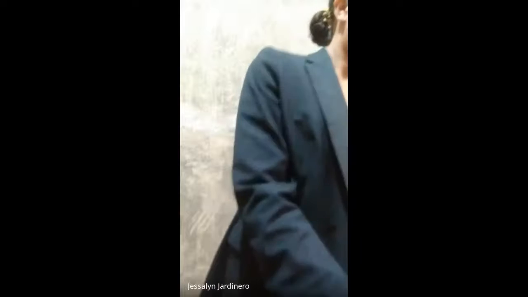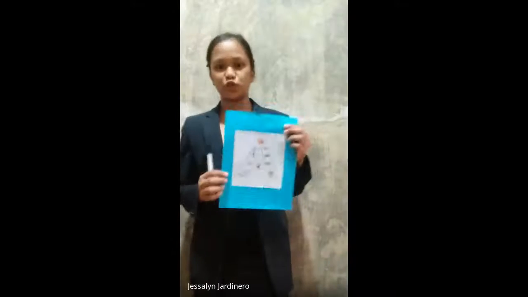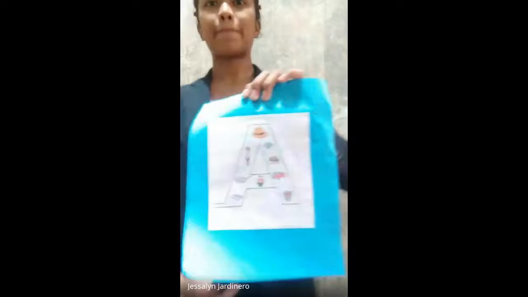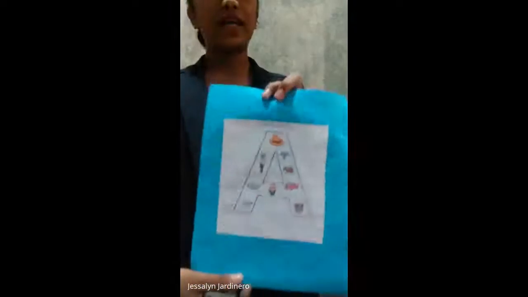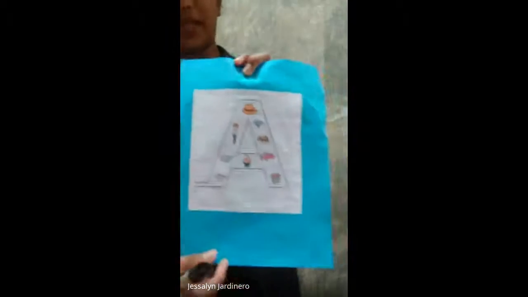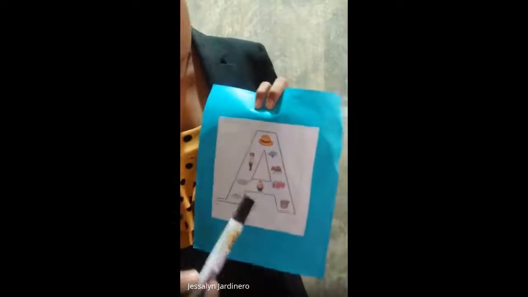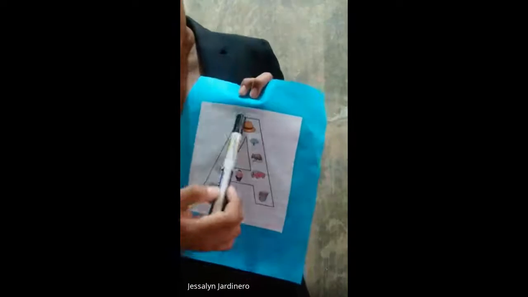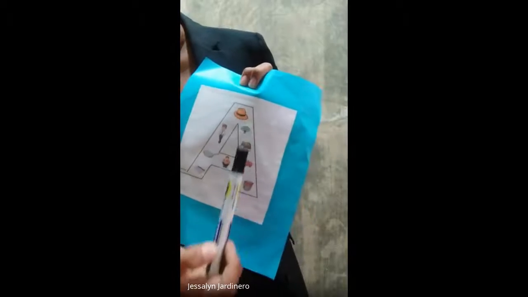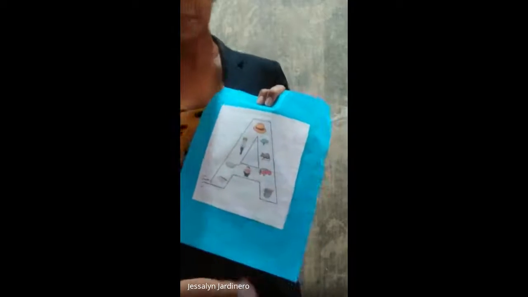Wait, class. Now our lesson for today is about CVC words, the consonant-vowel-consonant. Today, we'll focus on the vowel A. I have a picture. Did you see it? Class, inside the picture, please name it. For class, the letter A is in hat, pan, rat, and others.